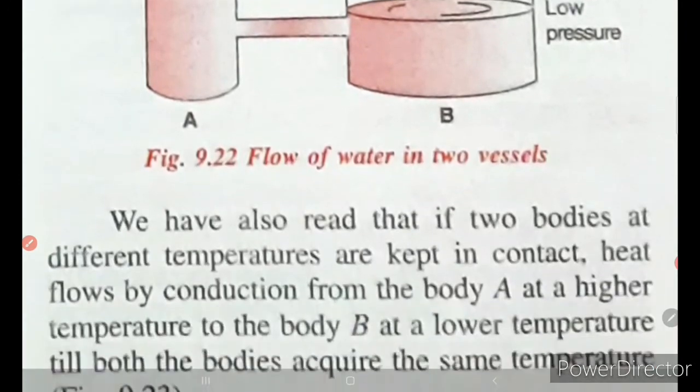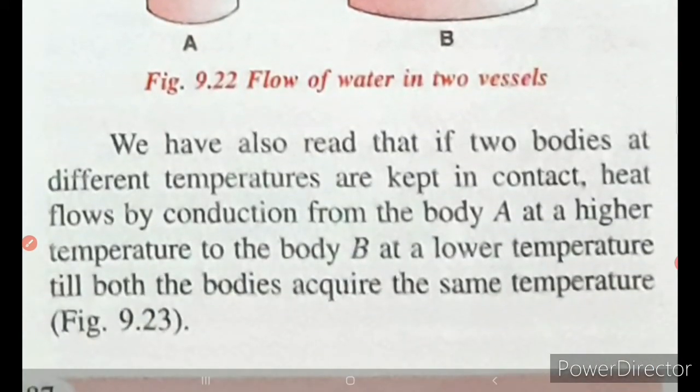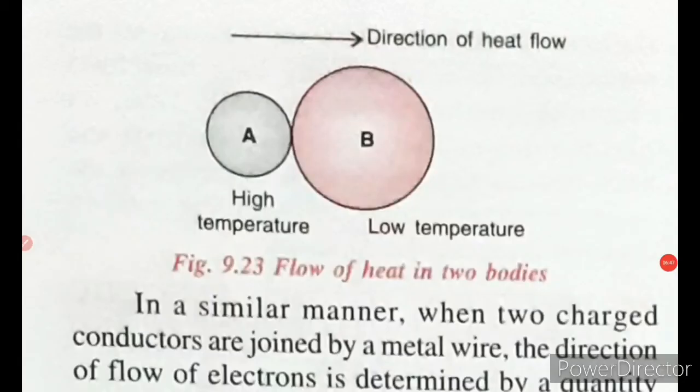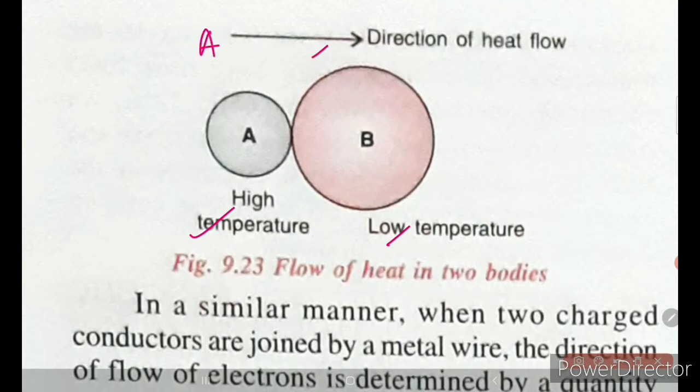Now we can take another example, where two bodies at different temperatures are connected, as shown in this figure. Here A is at higher temperature and B is at lower temperature. So where will the heat flow? The heat will flow from A to B, that is, from high to low. So whatever flow is there, heat, water or object, moving from a higher height to a lower height, these all things are moving from high to low.